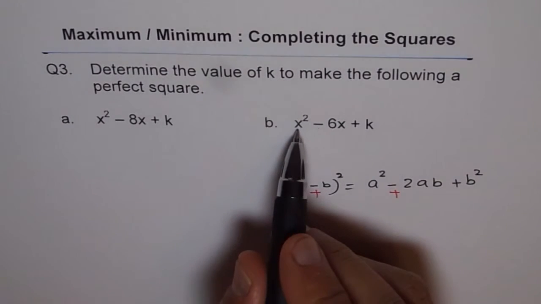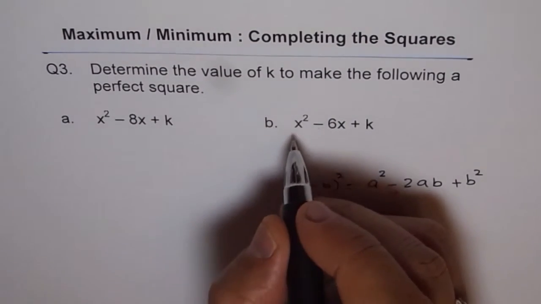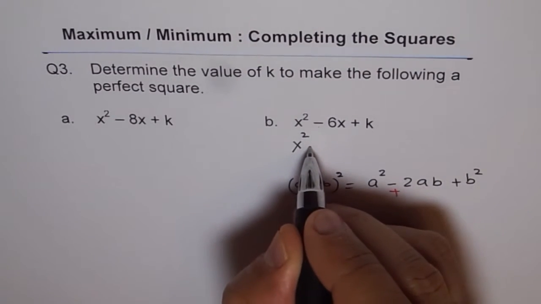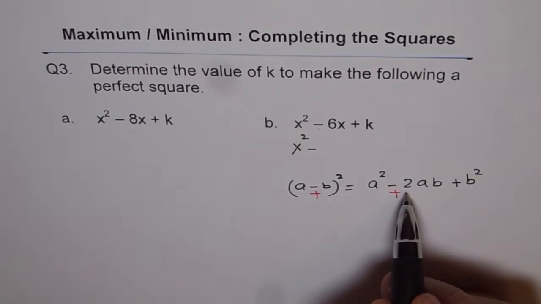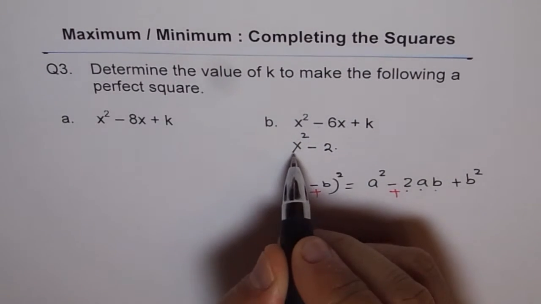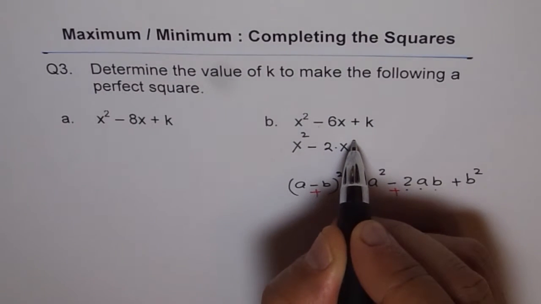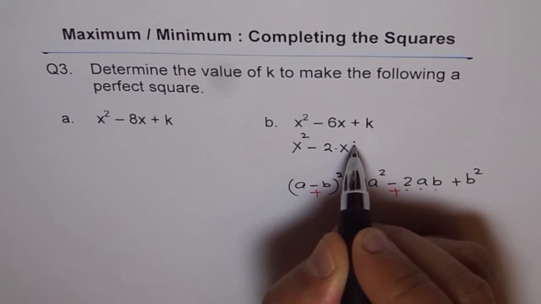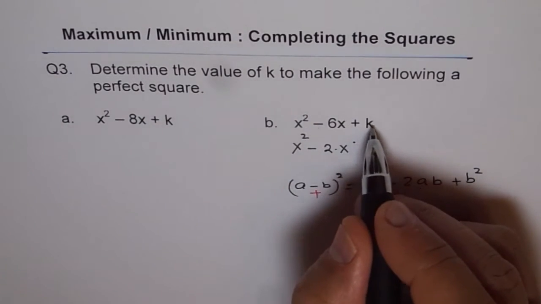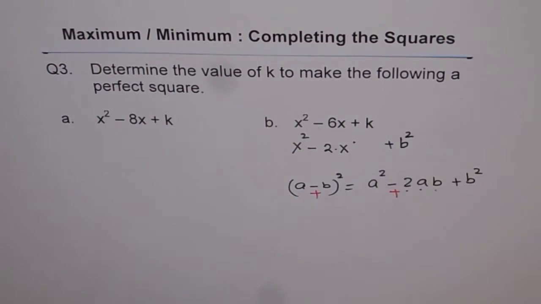So a for us is 1x, let me say x for the time being. So a is x for us, so that is x squared. If you compare, a is x, right? Minus the middle term, let me write as 2ab. 2 is the number 2, a is x for us, and b we don't know. So let me write, instead of k first, b squared rather.